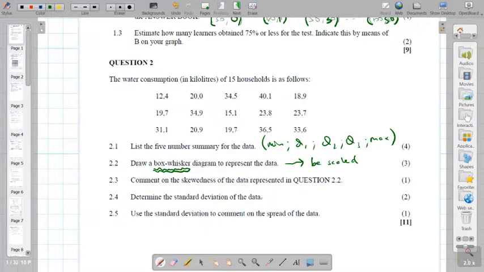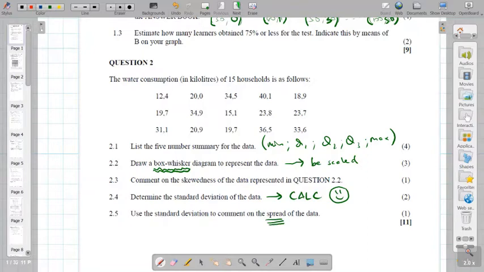Now finding the standard deviation, it's just calculator, answer full mark. So please learn how to use calculator there. And even use standard deviation to comment on the spread of the data. Remember the meaning of standard deviation. Standard deviation gives us an idea about the spread of data.